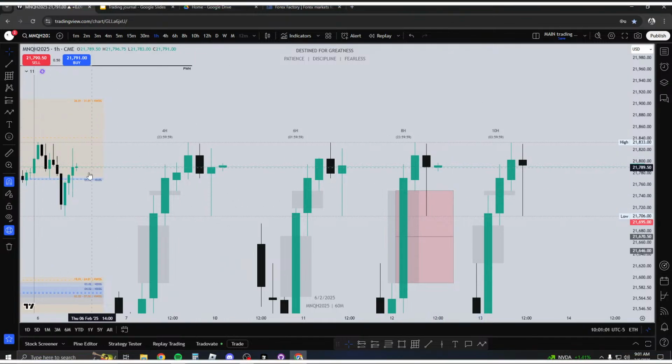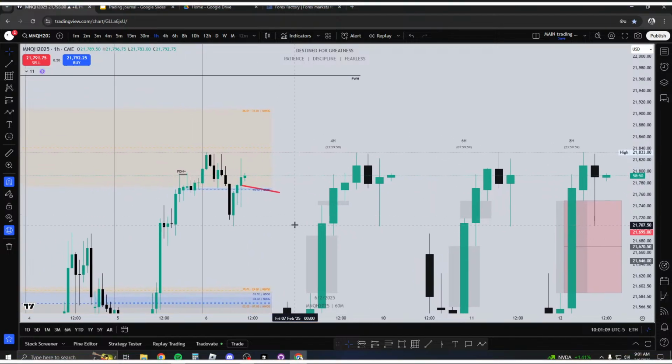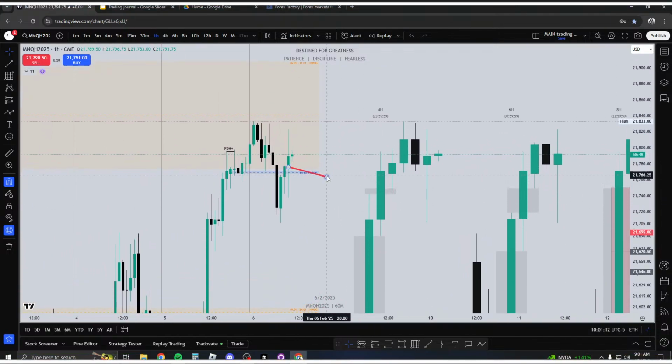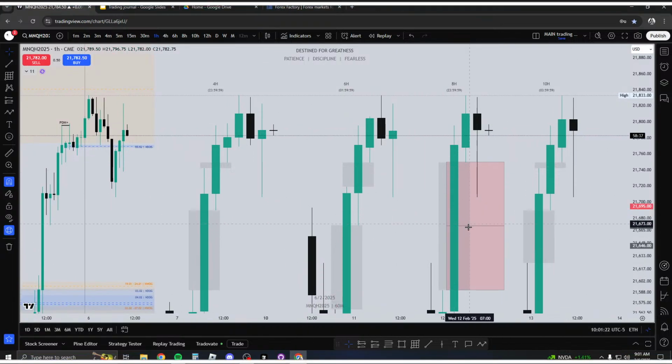On the hourly time frame, I don't really have an objective here. It's not clear. Not really a clear objective for me this morning.